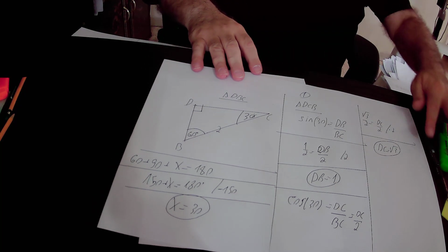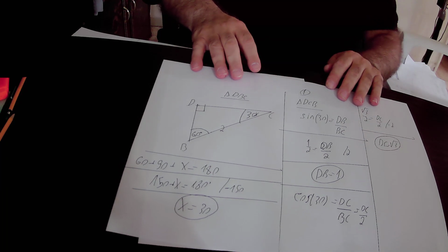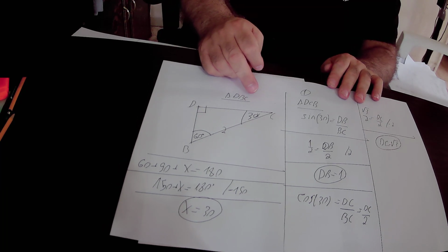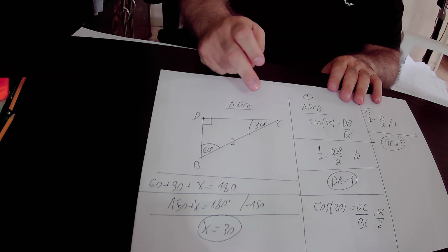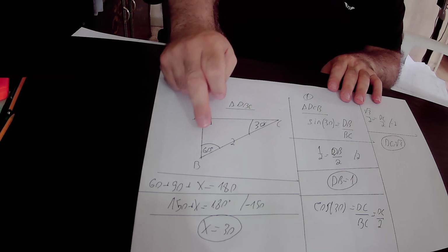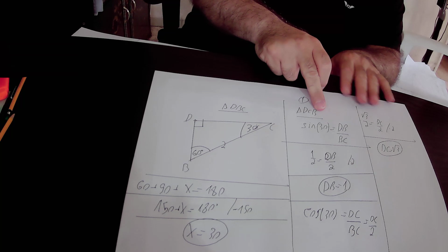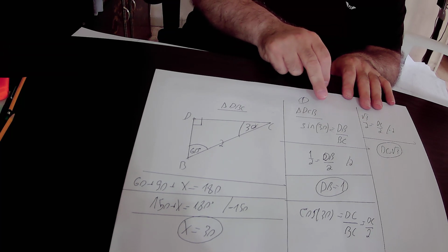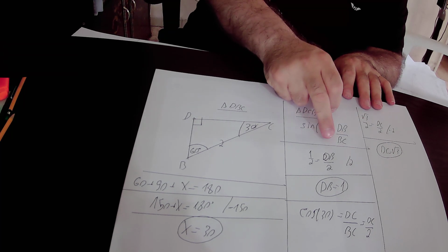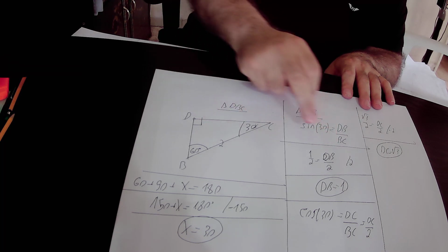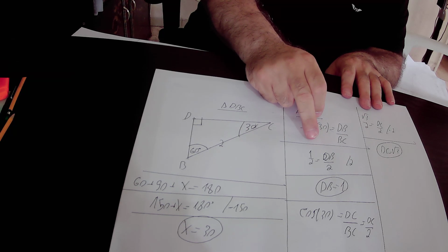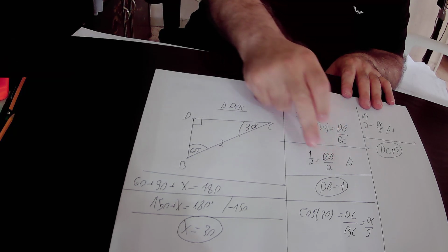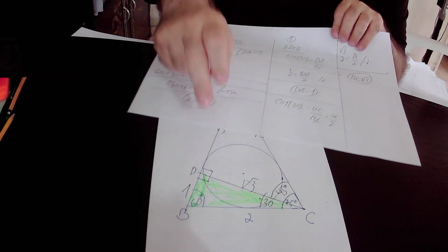Then we continue to focus on the right triangle DBC. Here this angle equals 30 degrees, okay? In the right triangle DBC, sine 30 degrees equals DB over BC. So sine 30 degrees is 1/2. That is equal to DB over BC, and BC is 2, so we substitute BC by 2. So 1/2 equals DB over 2. We multiply this equation by 2, and we found out that DB equals 1 unit.